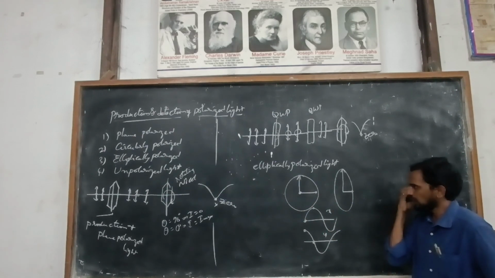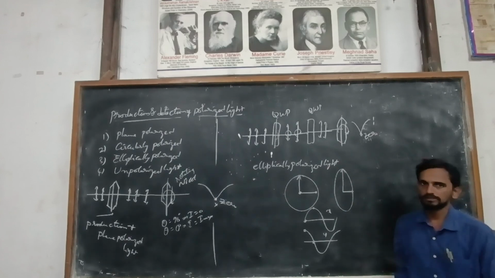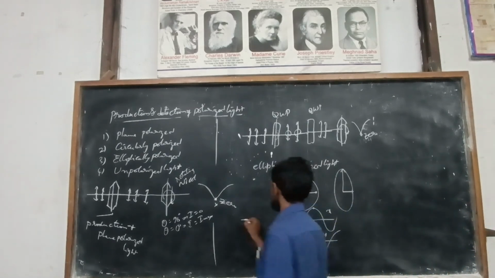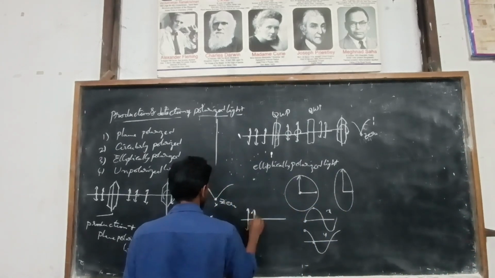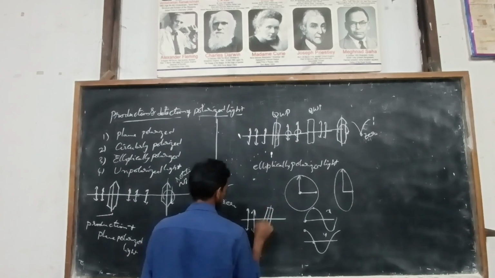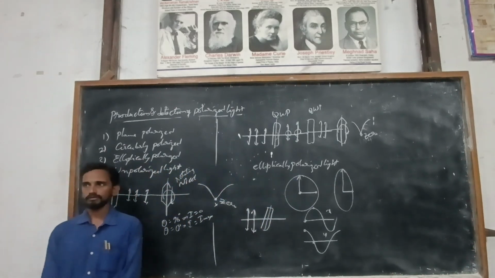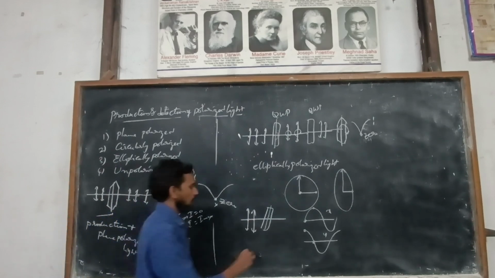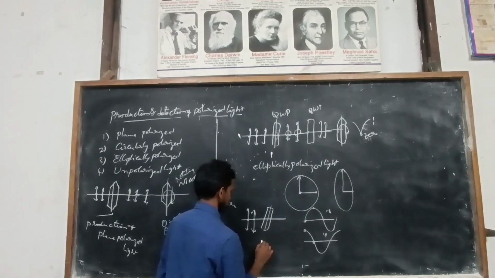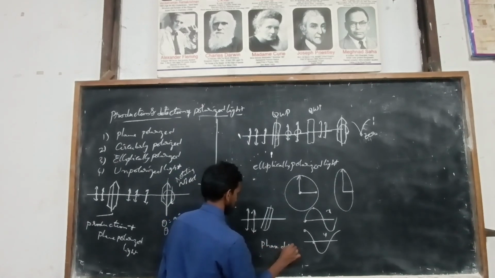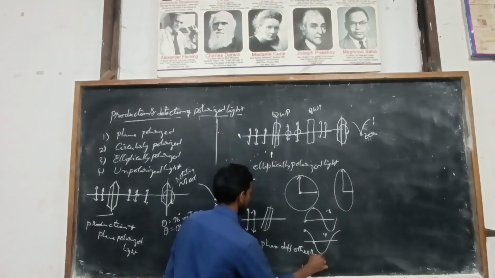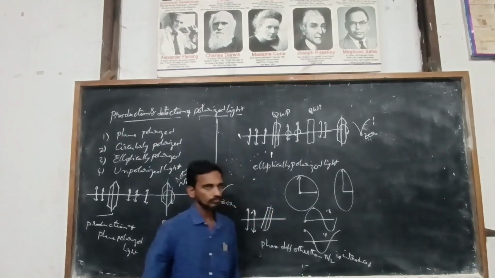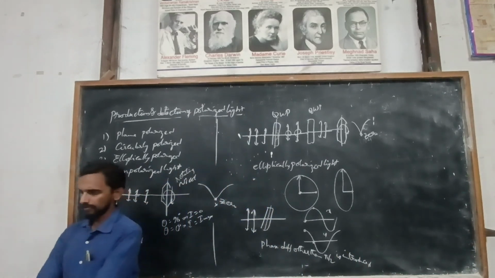If the phase difference is other than pi by 2, in that case we have to keep the quarter wave plate at an angle other than normal. So then a phase difference other than pi by 2 will be introduced.